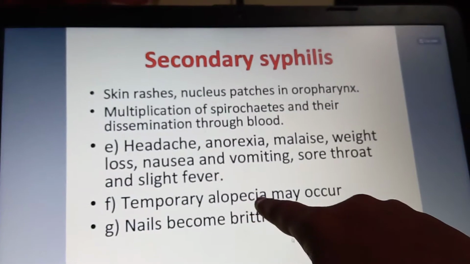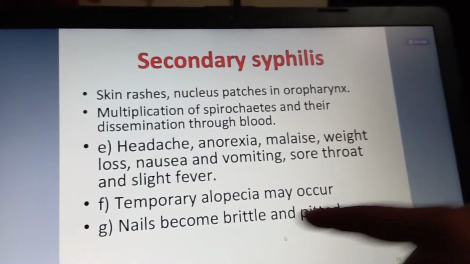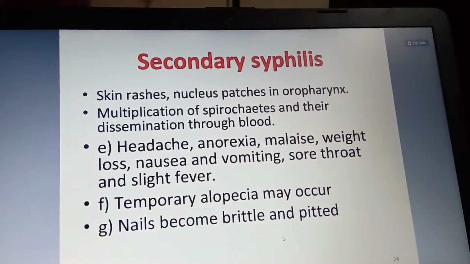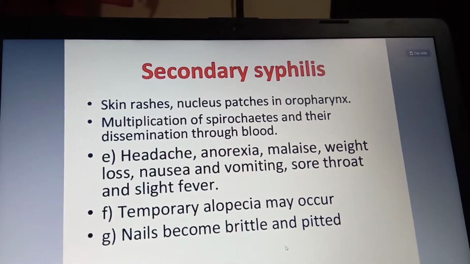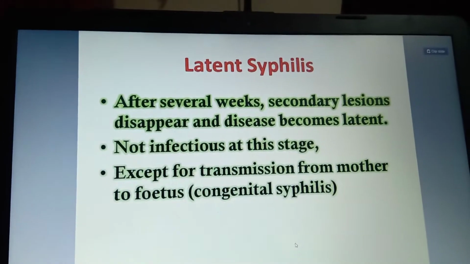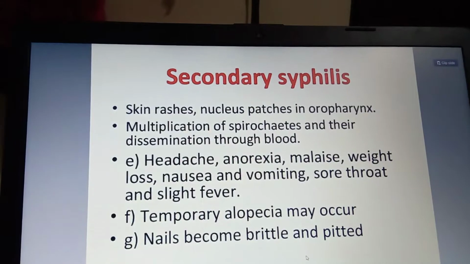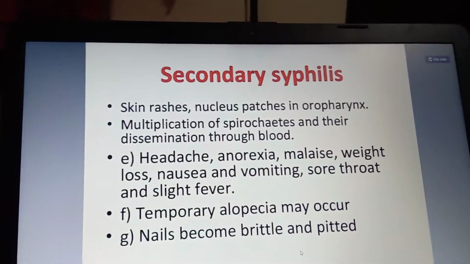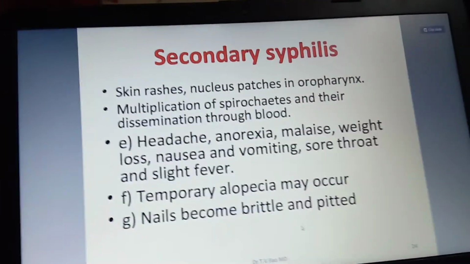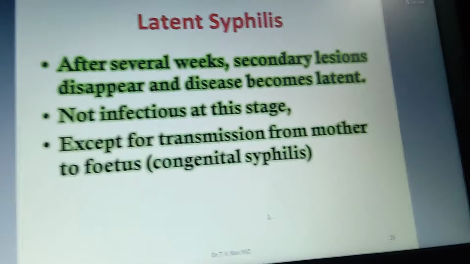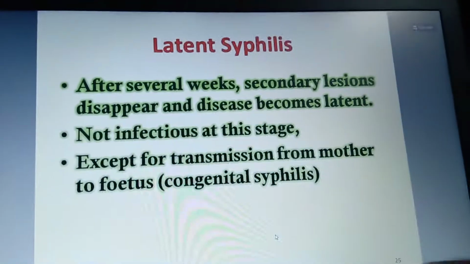And you will have alopecia, meaning loss of hair, and the nails become brittle and pitted. The normal nails will be cut off. I will show you here how the nail is going to come out, and you can see only the skin, the nail will not be there. And in latent syphilis, there is transmission from mother to fetus, congenital syphilis.